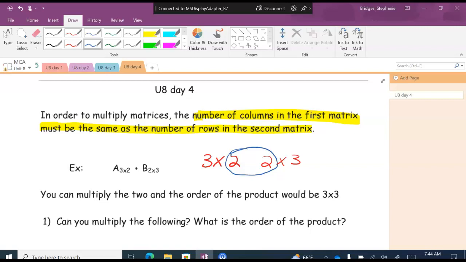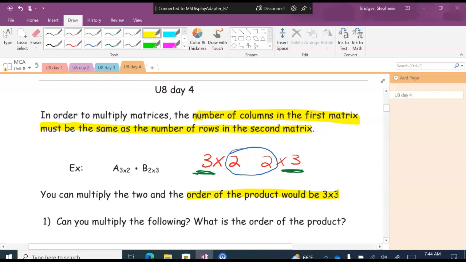Everything we did Friday was all 2 by 2s, so they were all the same, so we could do that. And then to tell the size of your answer, it's what's left. My answer will be a 3 by 3. And that's what it says in that little second sentence right there. The product would be a 3 by 3. So when I give you matrices, the very first thing you need to do is check to see, can you actually multiply them? And then also check to see what size your answer is going to be so that you know what it should look like when you set it up.